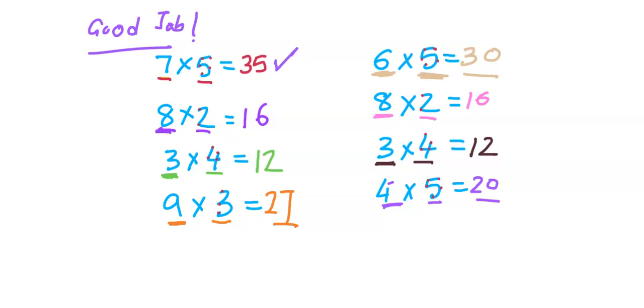7 times 5 is 35. 8 times 2 is 16. 3 times 4 is 12. 9 times 3 is 27. 6 times 5 is 30. 8 times 2 is 16. 3 times 4 is 12. 4 times 5 is 20.